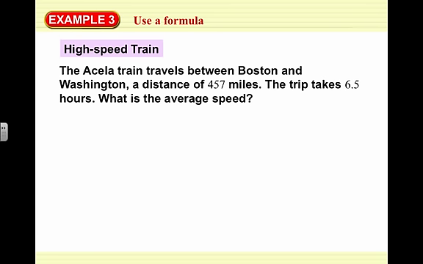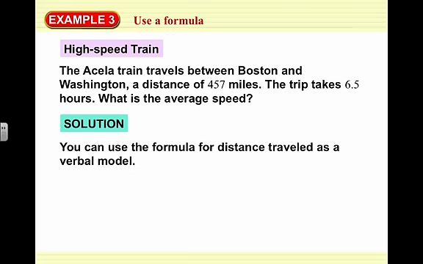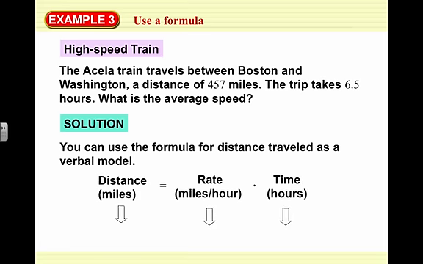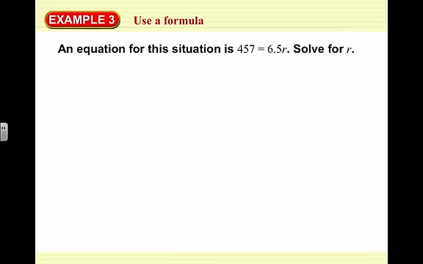The Acela train travels between Boston and Washington, a distance of 457 miles. The trip takes 6.5 hours. What is the average speed? Okay, so what we're going to do is we're going to use the formula for distance traveled as a verbal model. So distance is equal to rate times time. And so in this case, our distance is in miles, our rate is in miles per hour, the speed, and then time is the number of hours it takes. So 457 equals r, that average speed we're interested in, times 6.5.